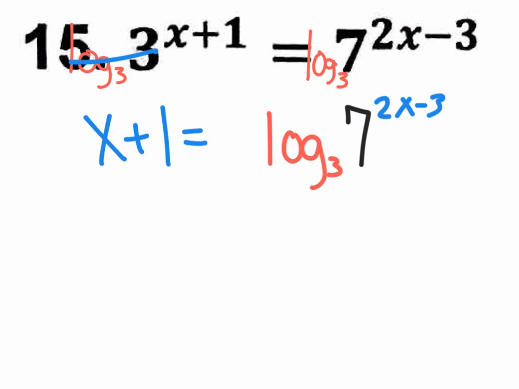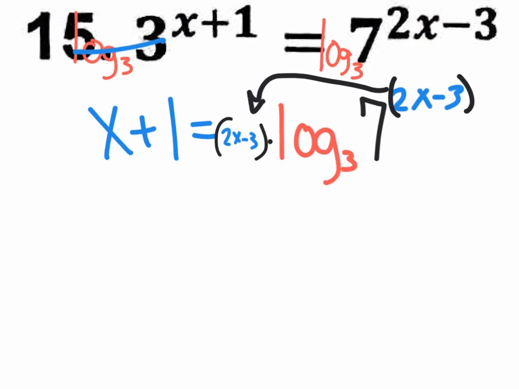I've gotten rid of one log so far. I need to get rid of the other log, but the problem is that the exponent is still up here. The variable is still up there in the exponent position. So I'm going to use the power property to take this binomial 2x minus 3 and bring it down to the front. So I want to first put it in parentheses, and then take it and put it in the front as multiplication right in front of the log base 3 of 7. So there it is. I have x plus 1 on the left side equals 2x minus 3 times log base 3 of 7. This is no longer up there, so let me just scratch it out.